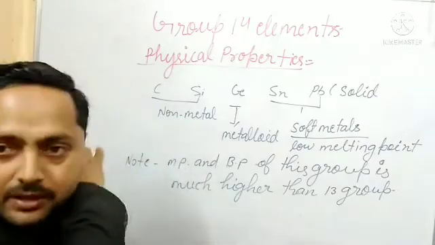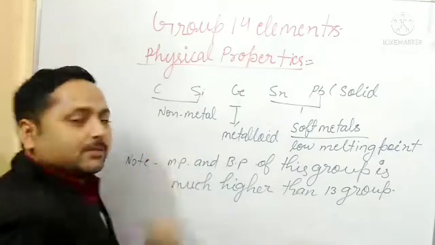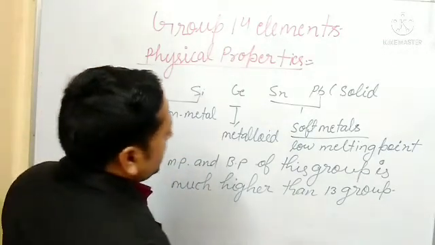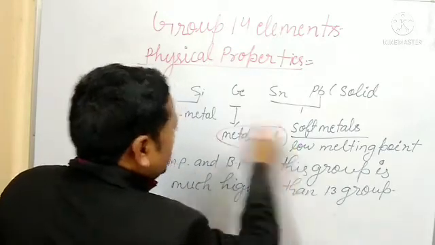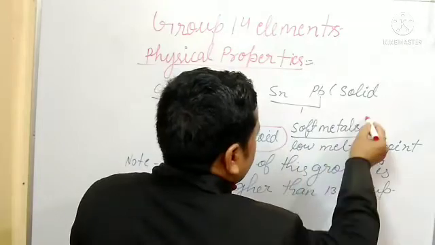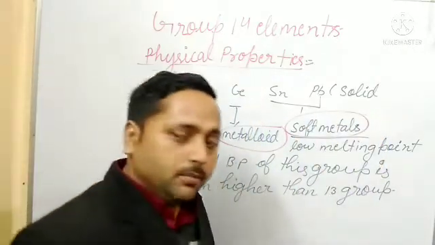If we talk here about carbon and silicon, they are non-metal, while germanium is metalloid. And if we talk about tin and lead, they are soft metals with low melting point.